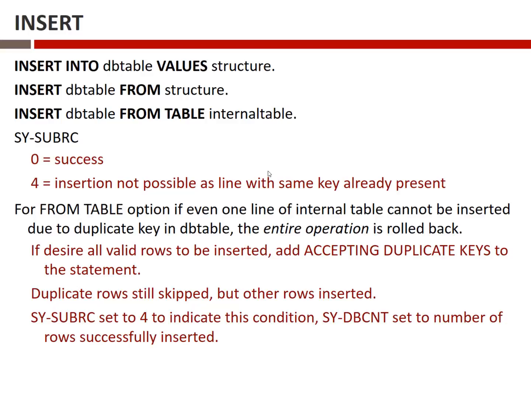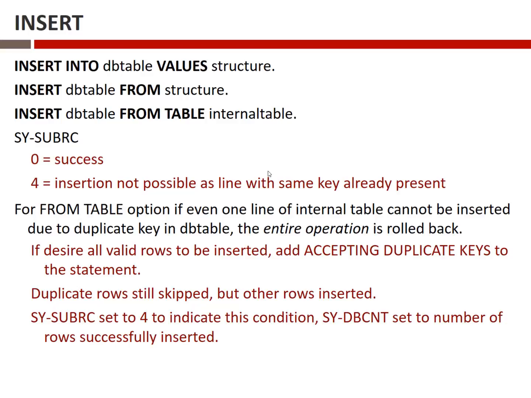If my internal table has 5 records in it and all 5 of them can go in, that's going to happen, and SY-SUBRC is going to be set to 0, success. If I say accepting duplicate keys and I throw 5 records out there and 4 of them can go in and 1 cannot, the 4 that can go in will. SY-SUBRC is going to be set to 4 to tell you at least 1 record didn't go in, and SY-DBCNT is going to be set to how many rows actually went in.